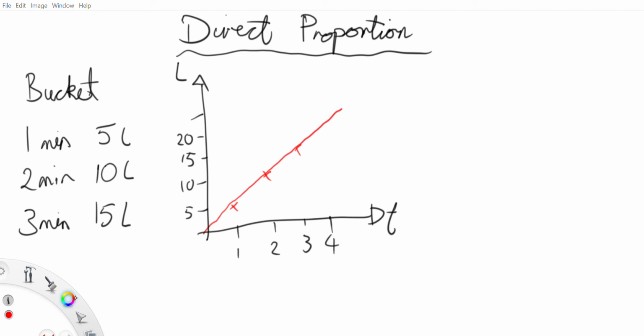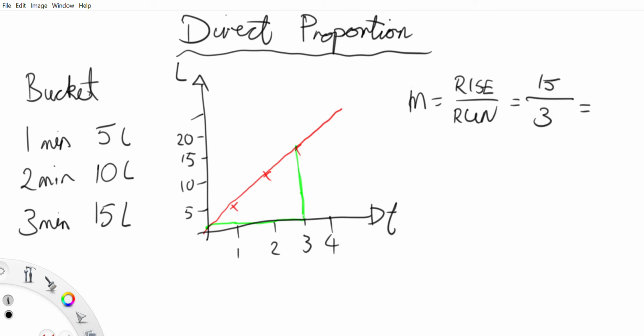What we can then do is work out our gradient. If our run is 1, 2, 3, and our rise is 5, 10, 15, we can say that m equals rise over run, and you need to write all this down. That equals our rise of 15 over 3, which equals 5 liters per minute. So that's our rate.